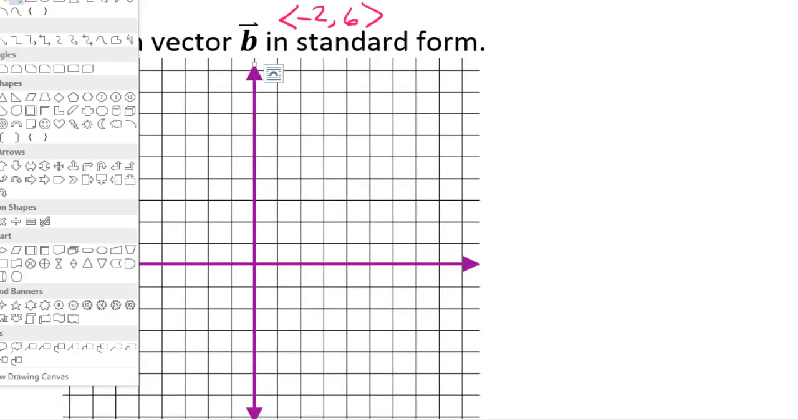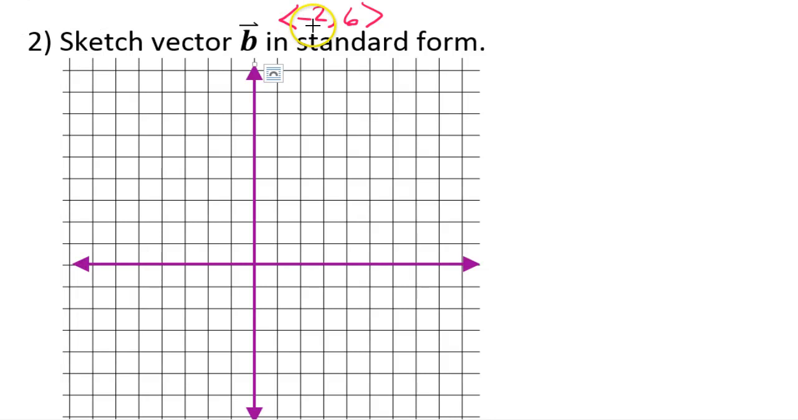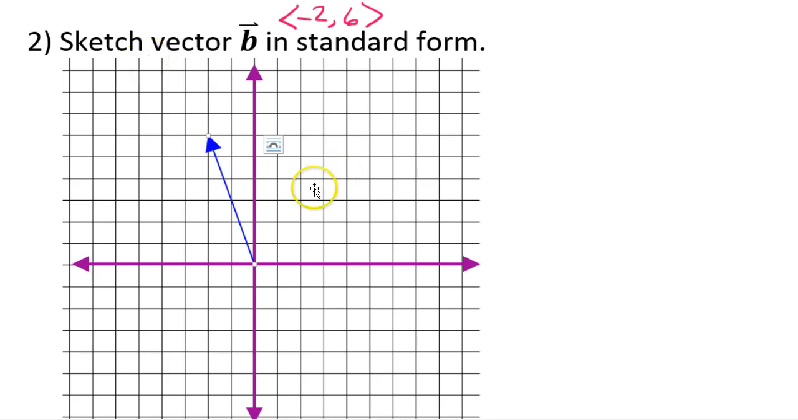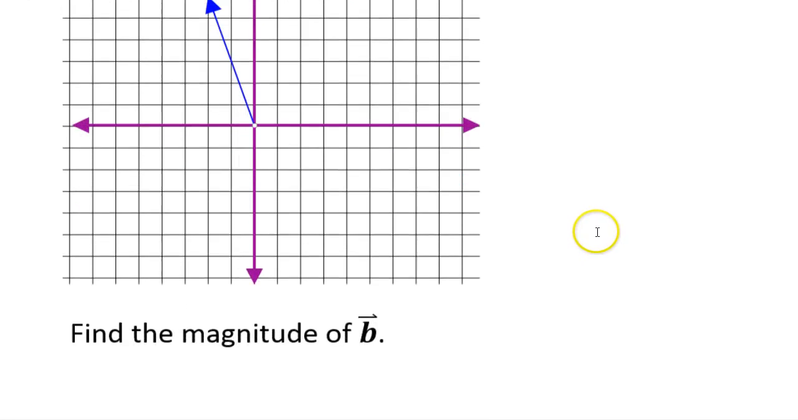Now, vector b, the negative 2 comma 6 means left 2 up 6. So standard position means start from the origin. So left 2, that's up 3, 4, 5, 6 would be here. Okay, so there is my vector b in standard form.